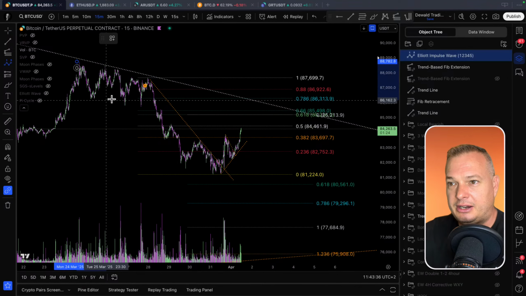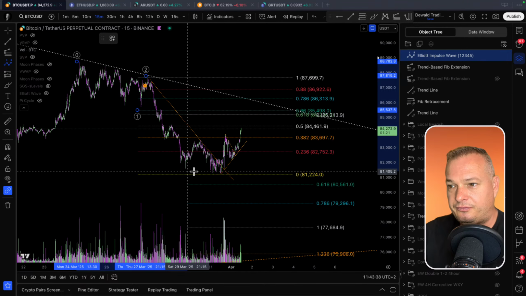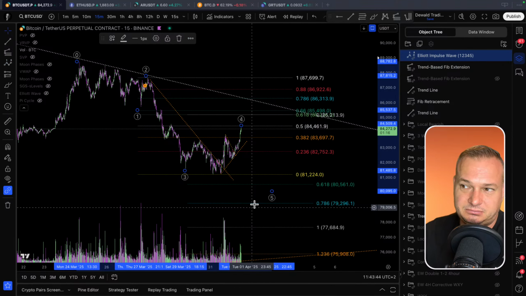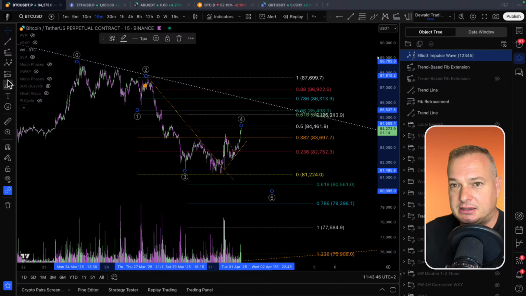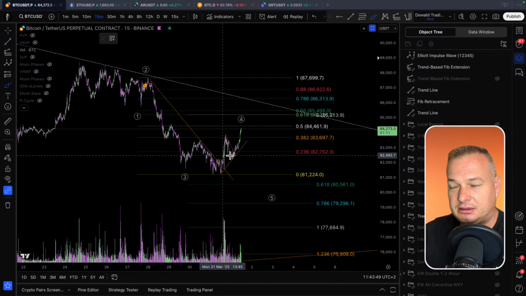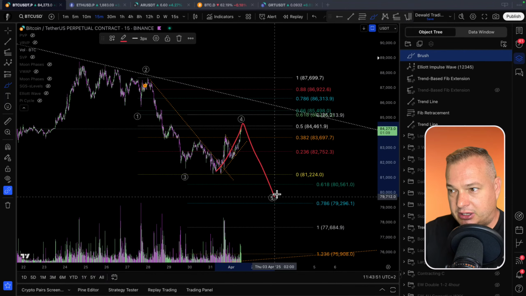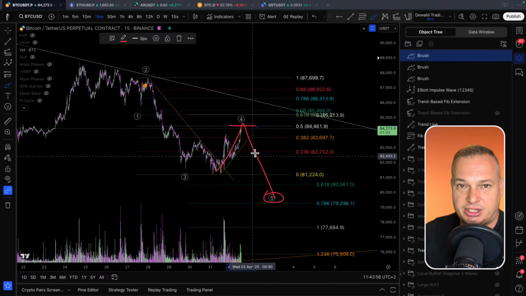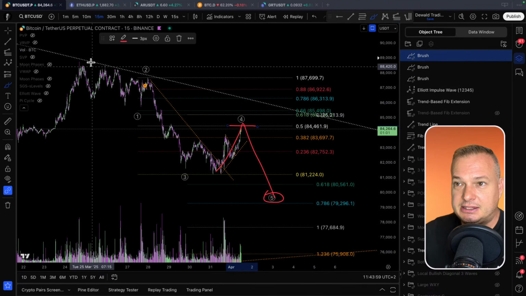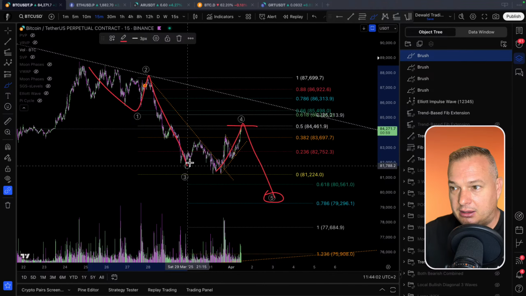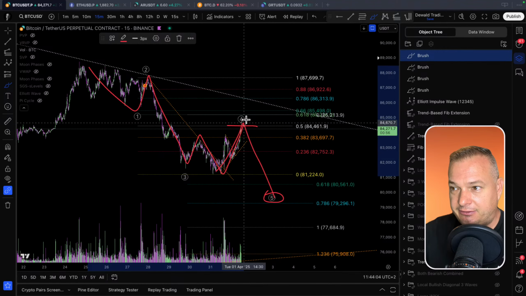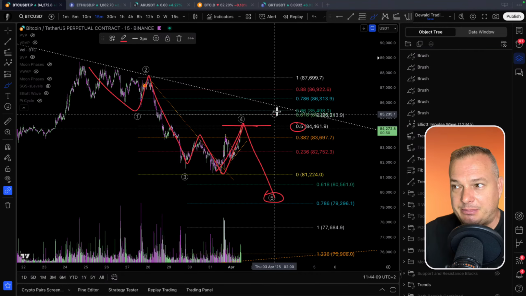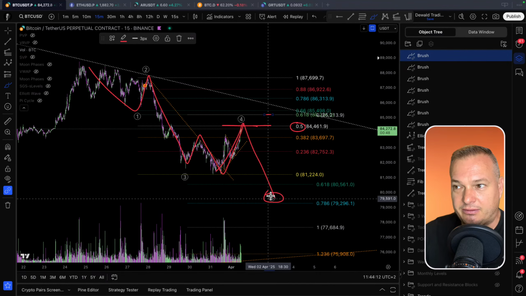You know, this is now the conundrum. Is this 1, 2, 3, 4, 5? Okay. Look at the bias. The bias is this. For a 5, this has to be the rejection. That's the only difference. If this is a 1, 2, 3, and this is an A, B, C flat, this has to be the rejection at the 50%, because if you tap the 0.618, you invalidate the fifth wave.